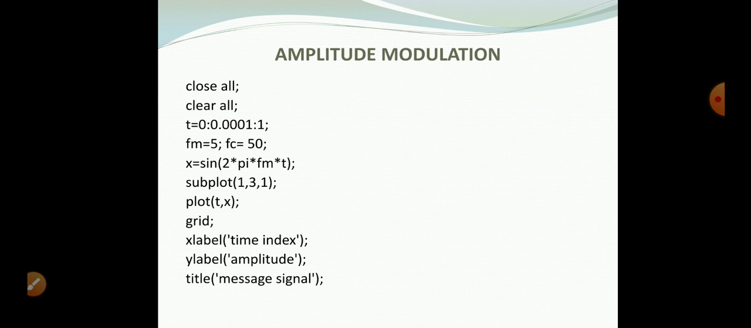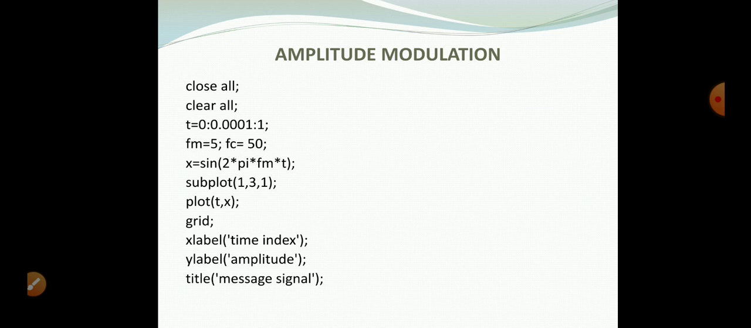To perform the amplitude modulation, or to write the program, first of all, we write the close all and clear all commands. In the x-axis, or the time index, we are going to represent t from the limit 0 to 1, and in between them 0.0001, which means 1 by 10,000 values are between 0 and 1. Here we give the modulating signal frequency as fm equal to 5 and fc equal to 50. fc means the carrier frequency, the frequency of the carrier signal. To generate the modulating signal, x equal to sine 2 pi fm t is the function we are using here.